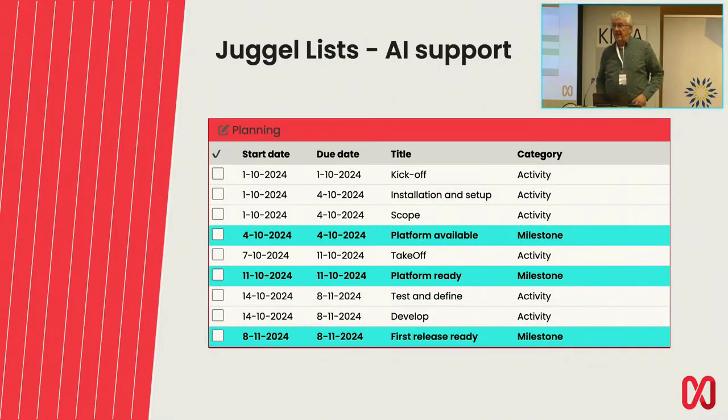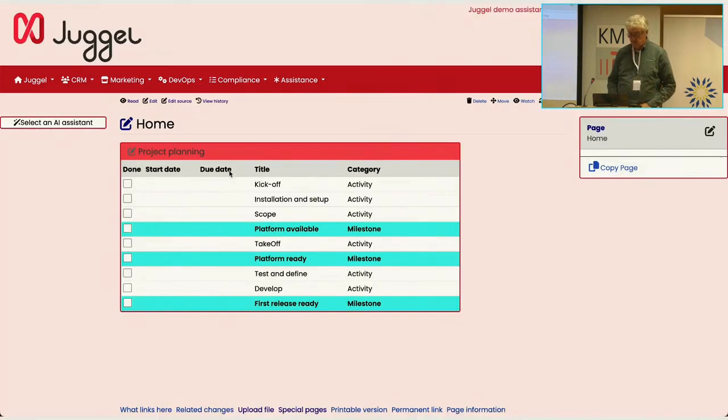Okay, so now about AI support for lists. Well, let's have a look. There are two ways you can use AI on lists. First is use the content of the list and do something artificially intelligent with it.